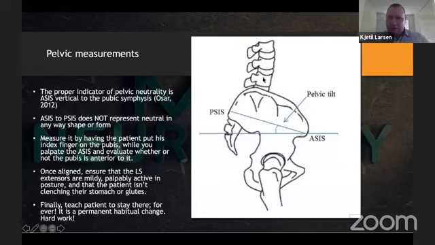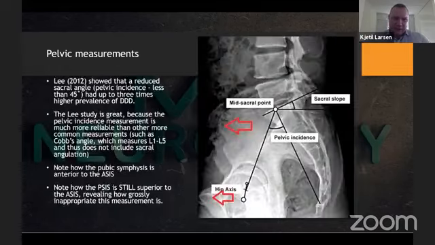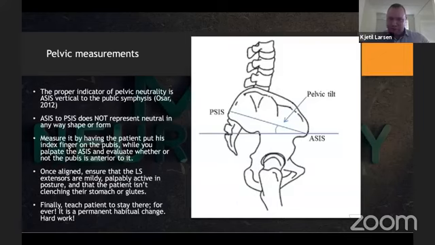And it is consistent with the Lee study that shows a sacral angle less than 45 degrees has a much greater prevalence of degenerative disease. And it showed that, I think it was 60 degrees, a sacral angle of 60 degrees of pelvic incidence, had a much lesser prevalence.